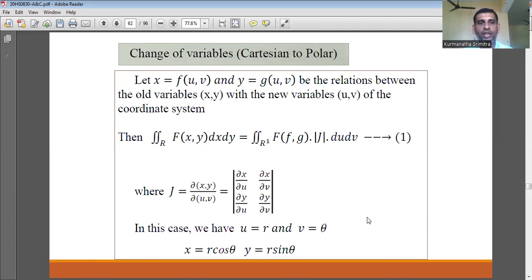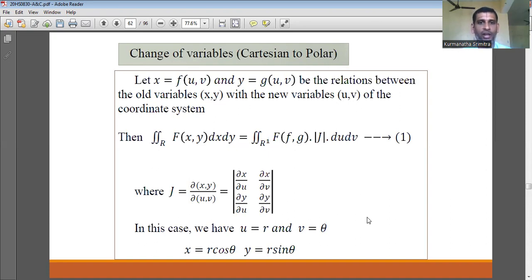And the second one is change of variables. We can change directly the variables. That means we change Cartesian coordinates to polar coordinates and polar coordinates to Cartesian also. By using this method, if x is in terms of u and v and y is in terms of u and v, we can consider two functions, x equal to f of u comma v and y equal to g of u comma v.